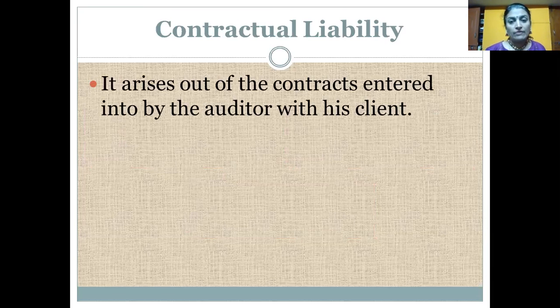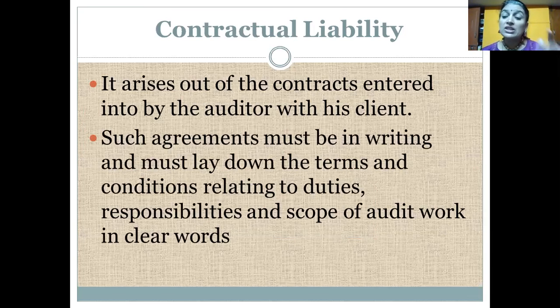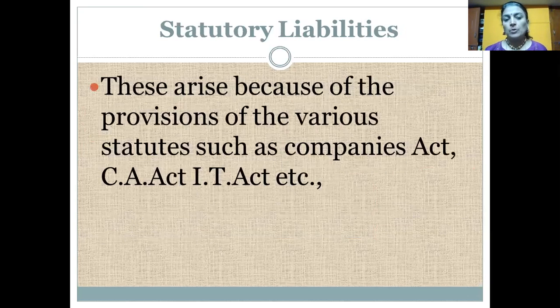According to the contract, there will be some liabilities. It arises out of the contracts or agreement between the auditor and the client. When the auditor is appointed, the client and the auditor will have a contract between them. So according to that, what he is supposed to do, and if he doesn't do so, it is a contractual liability. Such agreements must be in writing and must lay down the terms and conditions relating to his duties, responsibilities, and scope of audit work in clear words. Otherwise, no contractual liability. If it is oral, no contractual liability. It must be in writing, and in clear terms. Then we can make the auditor responsible for it.